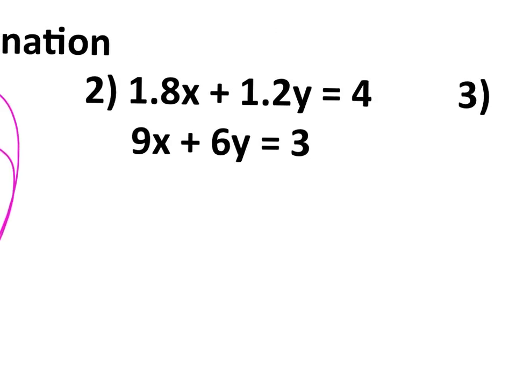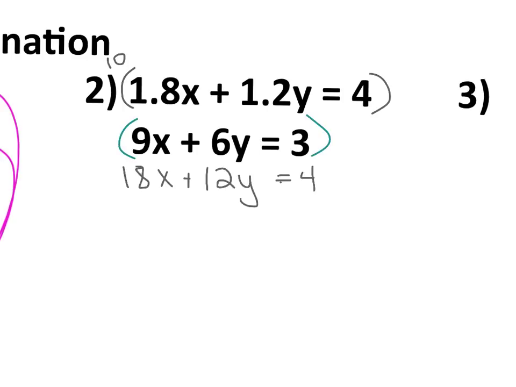Number 2 has 1.8x plus 1.2y equals 4, and then 9x plus 6y equals 3. So I'm actually going to start by multiplying the top by 10 to eliminate the decimal. I'd get 18x plus 12y equals 4. And then if I multiply the top by -2, I can cancel out my x's. -18x minus 12y equals -6.